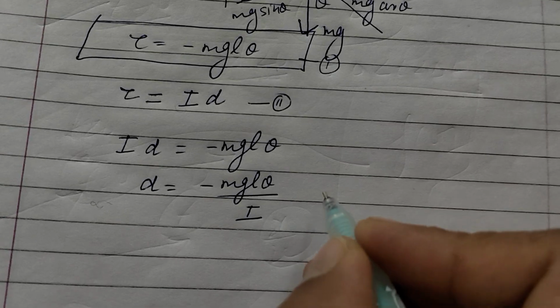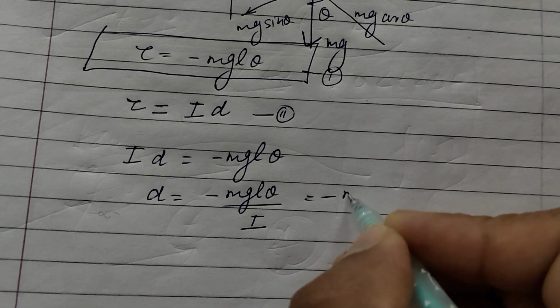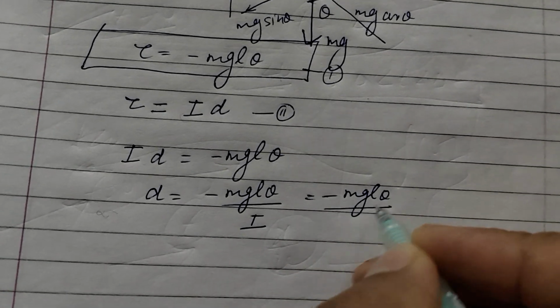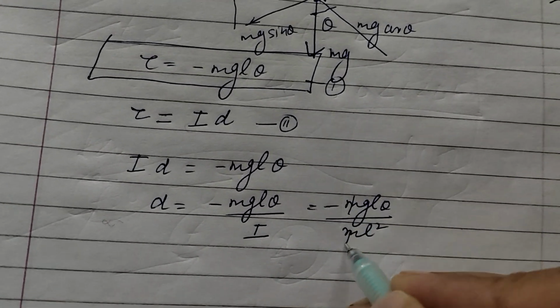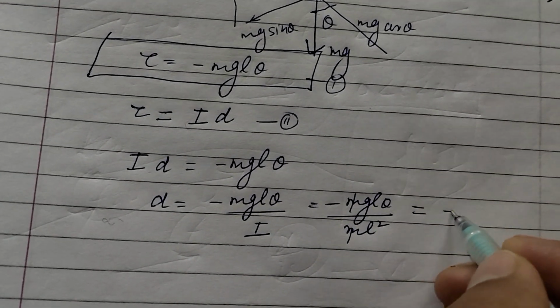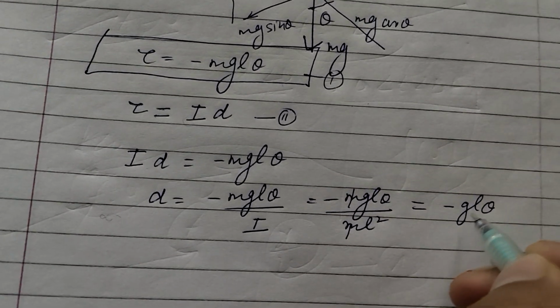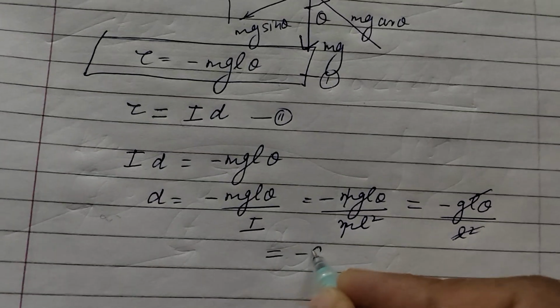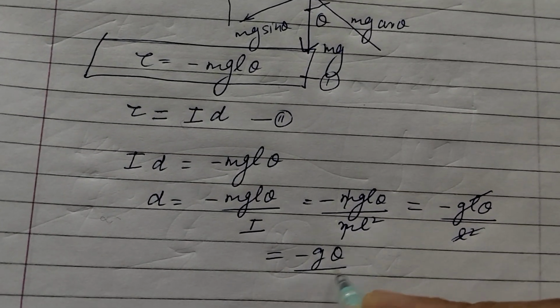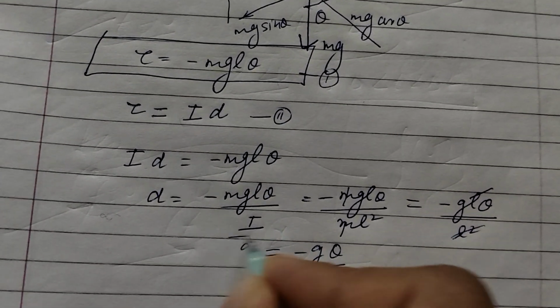So we put minus mgL theta upon I, and in place of I we write mL square. Here m cancels with m. We get alpha equal to minus gL theta upon L square. Again L cancels with L. So we get minus g theta upon L. That is the expression for alpha.